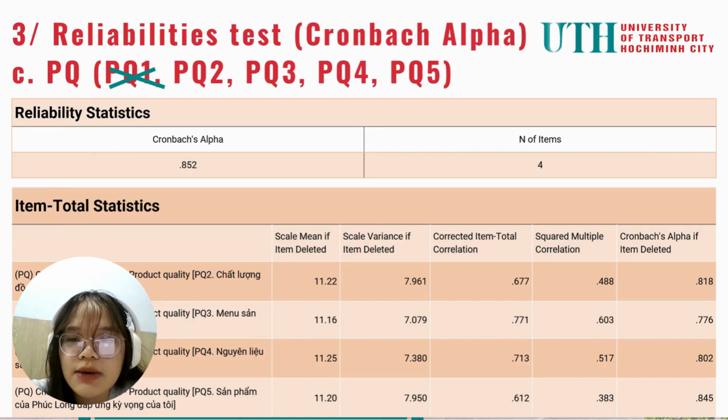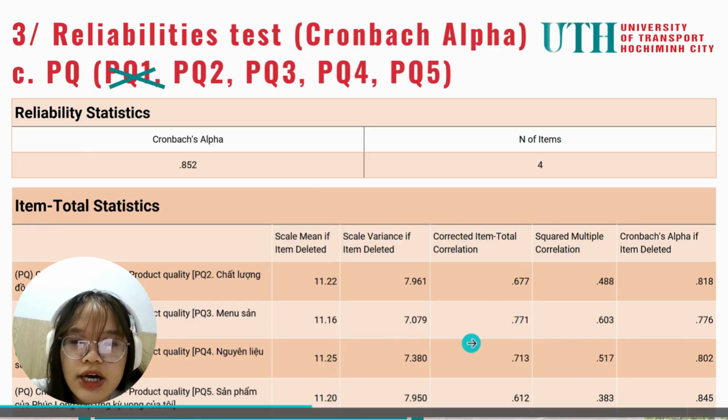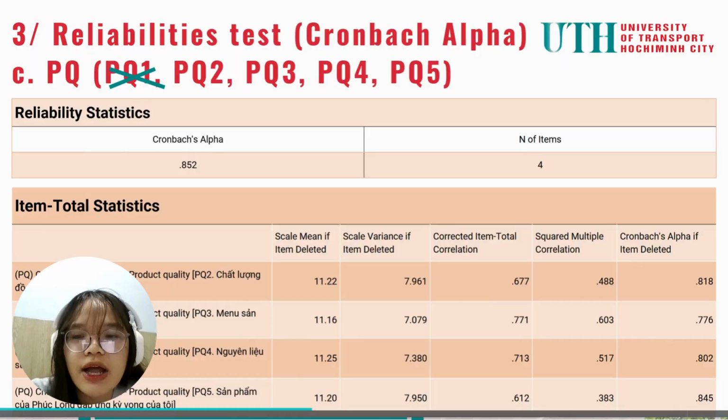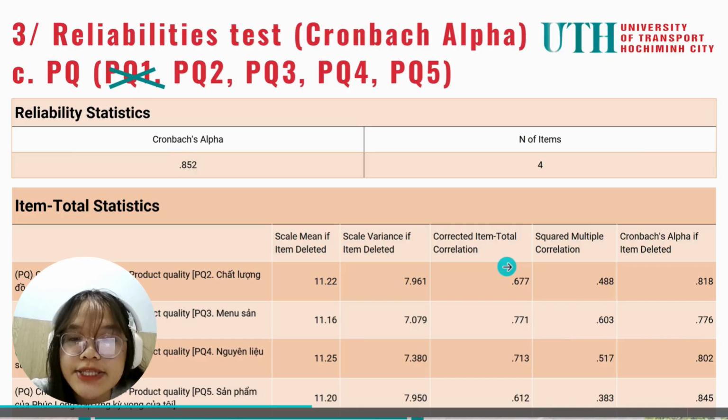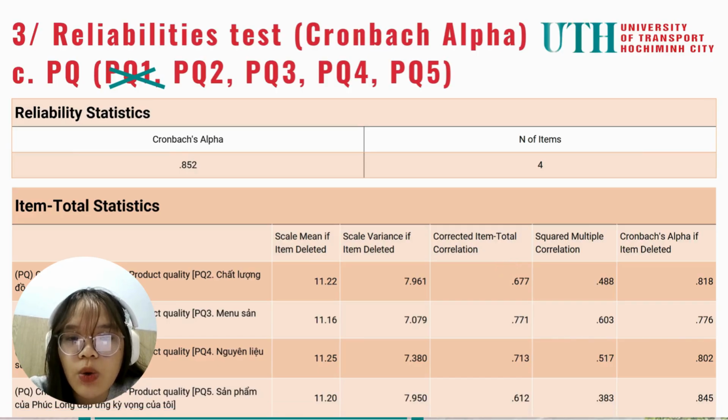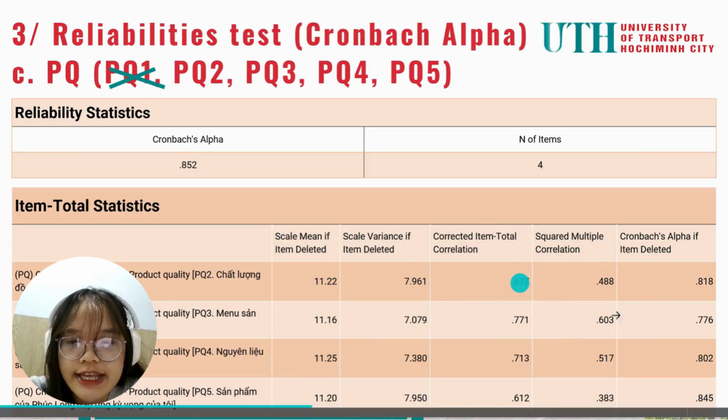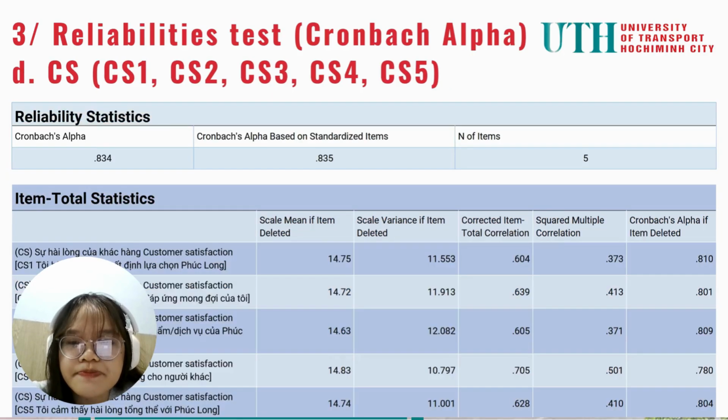The corrected item-total correlations of the remaining items have decreased, as you can see in the table. This value shows that the remaining 4 items have good internal consistency. So all of the revised product quality scale items were retained for the following analysis.